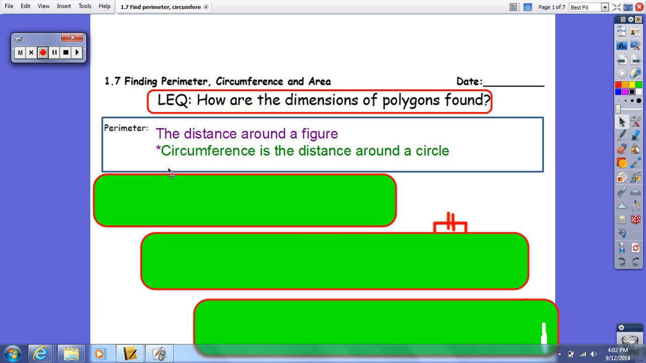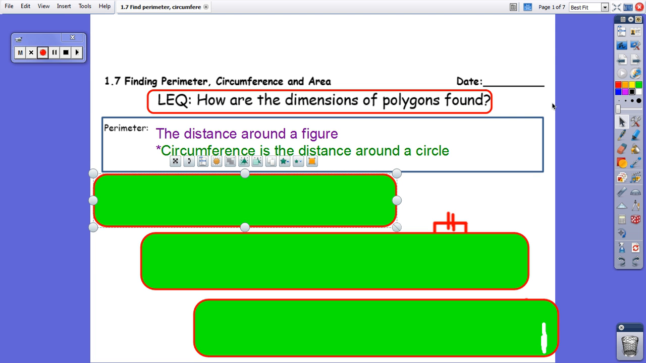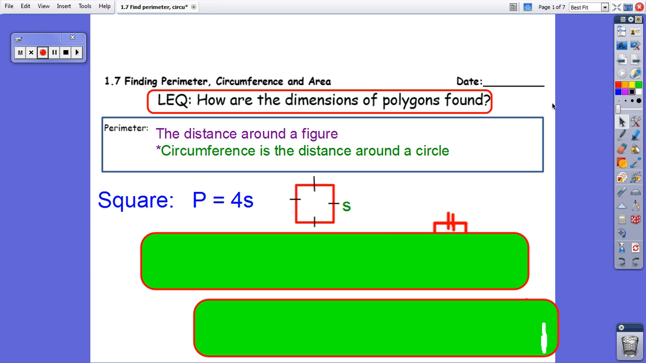where it says 2D shape on your paper, I'm going to have you write in the formulas for perimeter. So under 2D shape, you can see it says square, rectangle, triangle. Those are the three we're going to do right now. So for a square, the formula is P equals 4S.